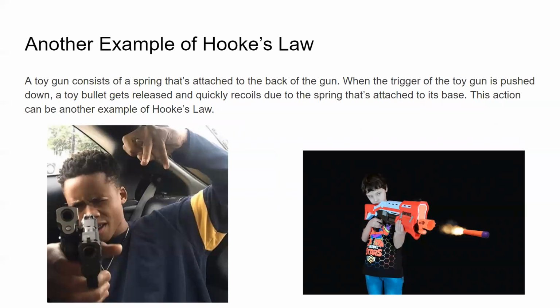Another example of Hooke's law is a toy gun that consists of a spring that's attached to the back of the gun. When the trigger of the toy gun is pushed down, a bullet gets released and the gun quickly recoils due to the spring that's attached to the base. This action is another example.